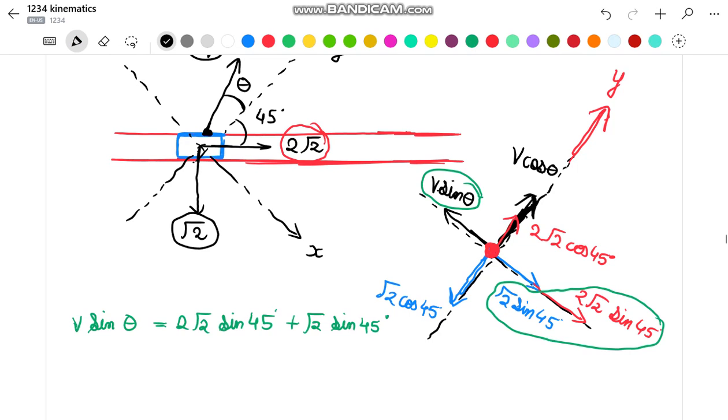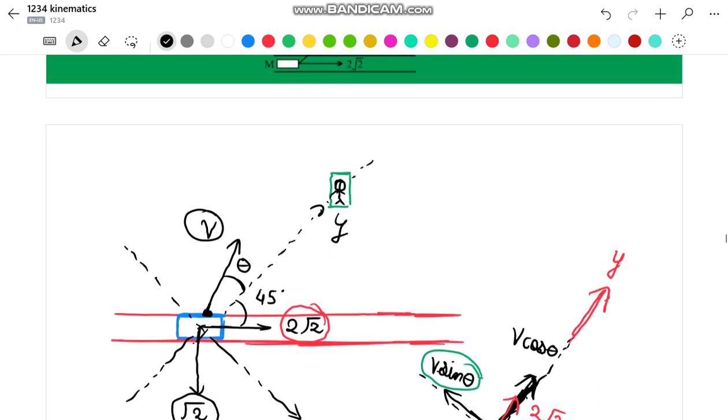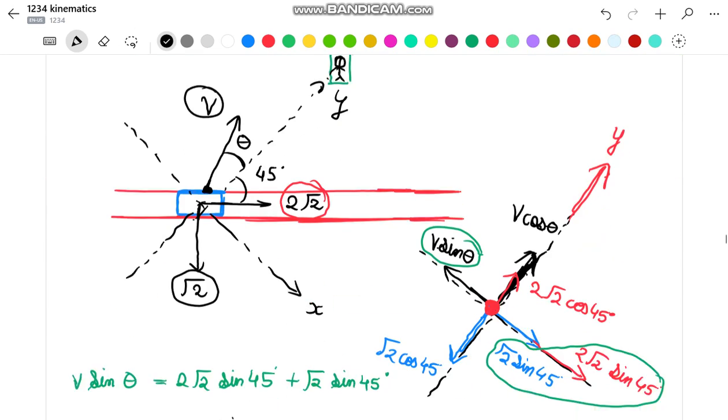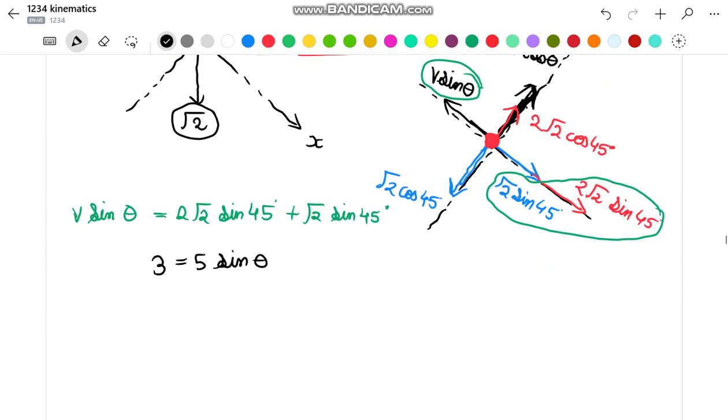which on further simplification will give us 3 equals 5 sin theta, where I have substituted the value of v which is given in the problem. As you can see, the value of v was already mentioned in the problem, so I have already substituted this value and simplified this expression. So this angle comes out to be equal to 37 degree.